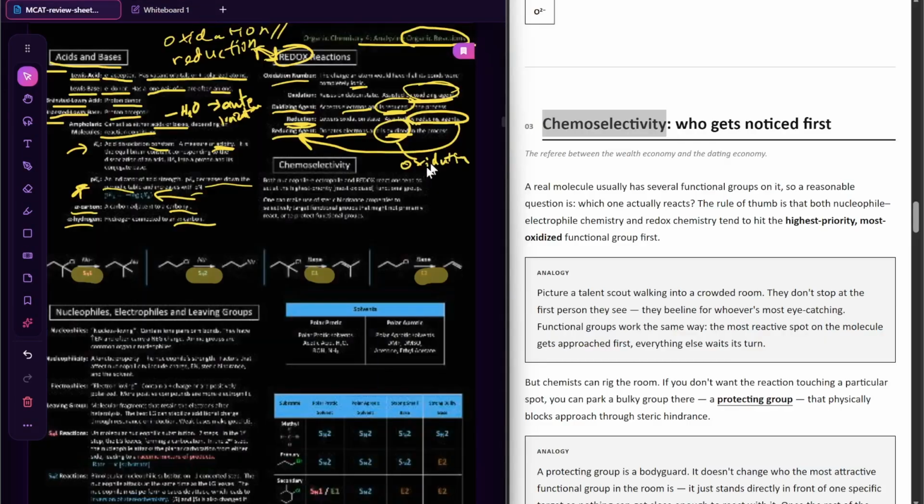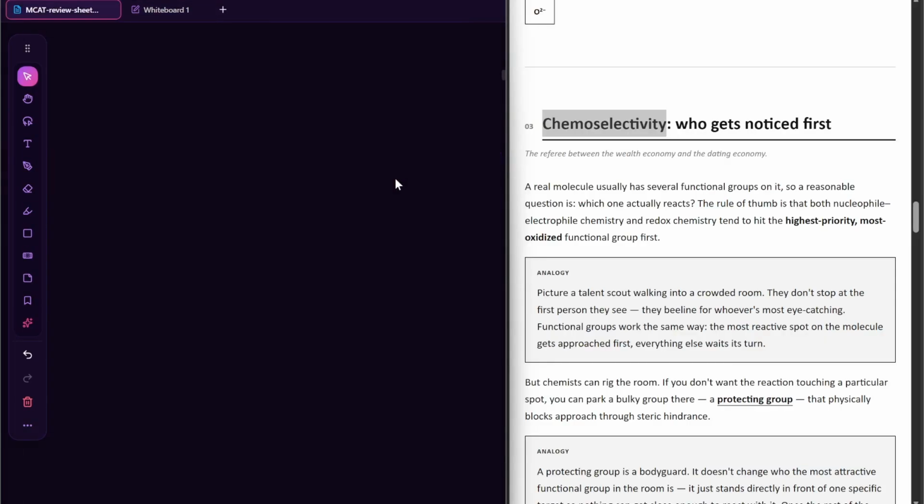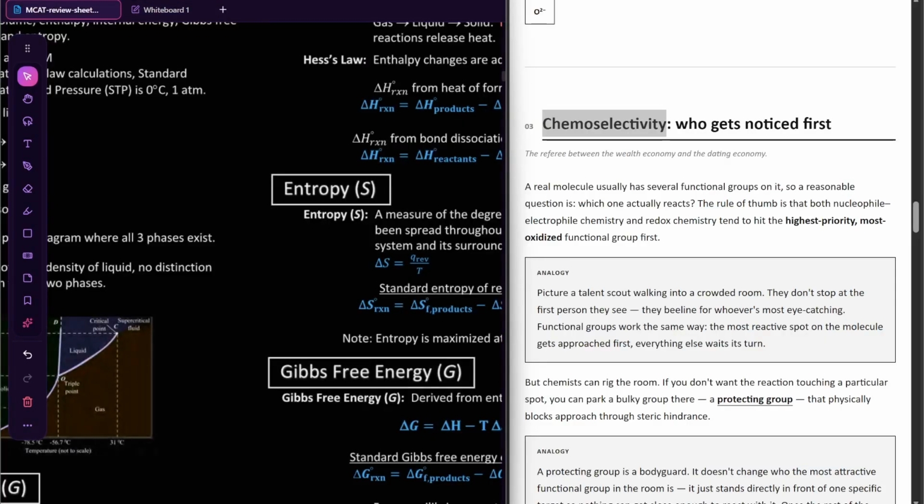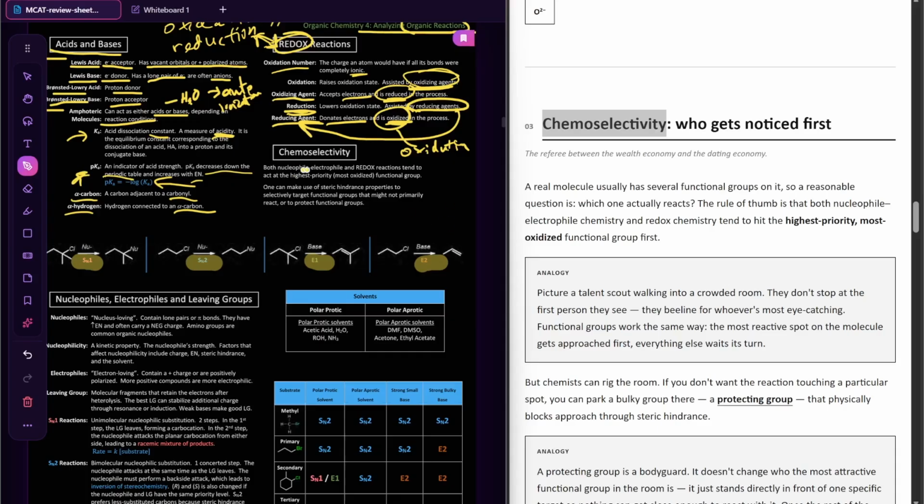Chemoselectivity. So we have yet to go over chemoselectivity now. Basically, in chemoselectivity, both nucleophile, electrophile, and redox reactions tend to act at the highest priority, most oxidized functional group. So chemoselectivity is, think about it this way, who gets selected first? Who gets noticed first, as it writes here, is another way to think of it.